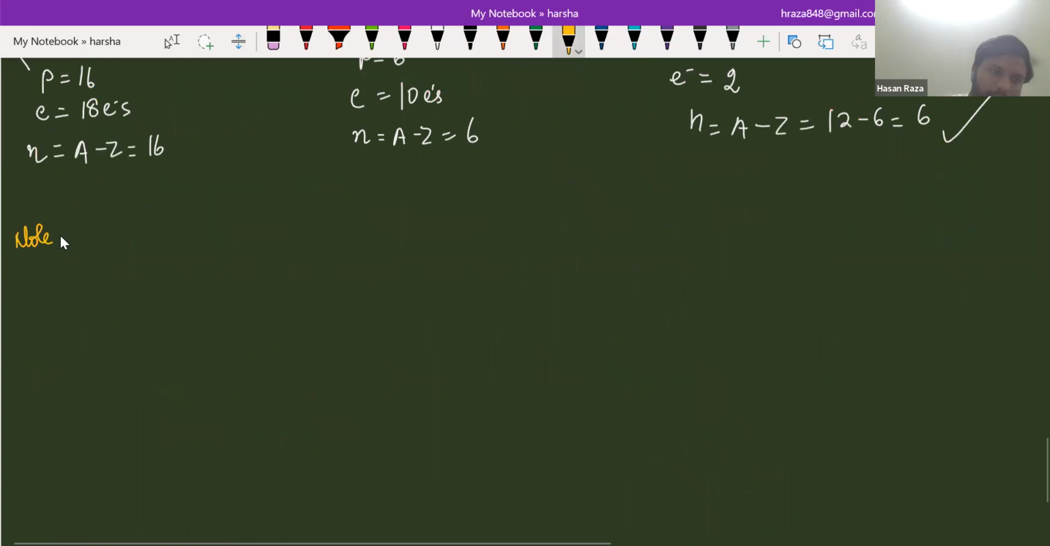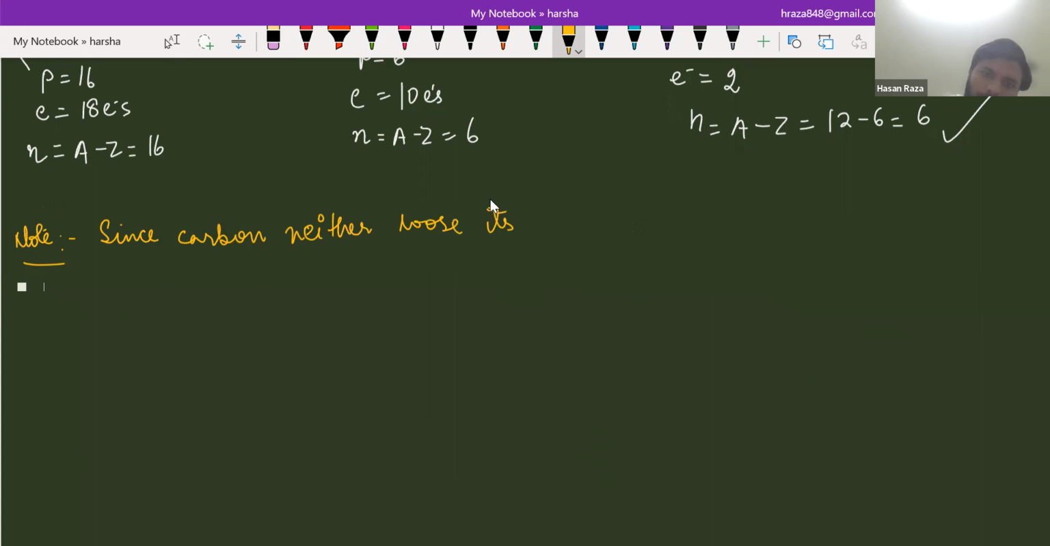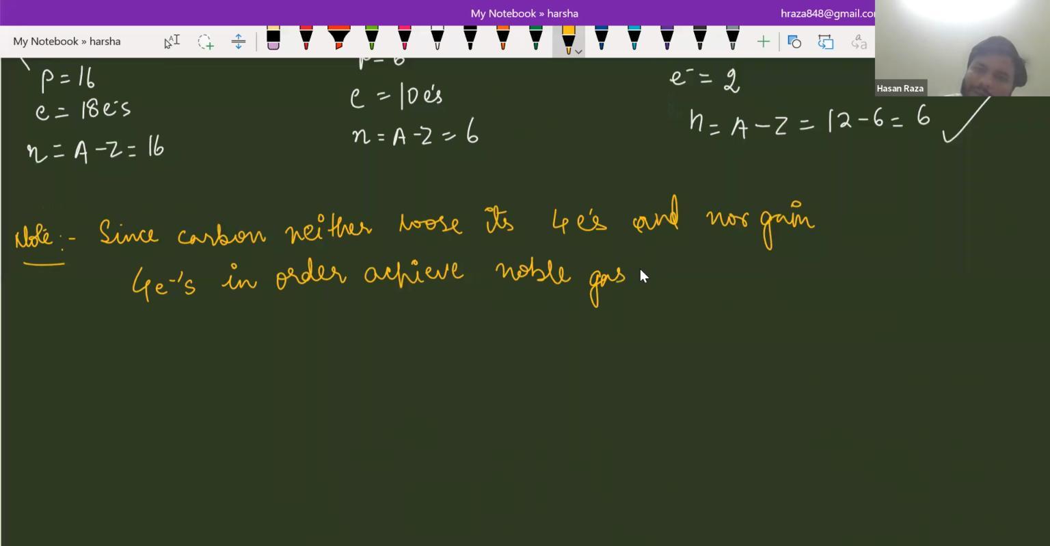So I'm going to write a point. Since carbon can neither lose its 4 electrons nor gain 4 electrons in order to achieve noble gas configuration. What is noble gas configuration? The 18th group: helium, neon, argon, krypton, xenon, radon, or stability.